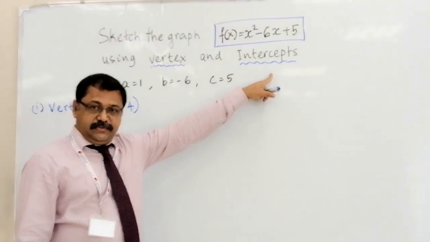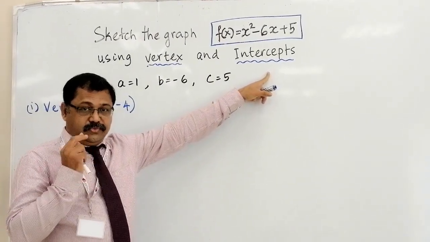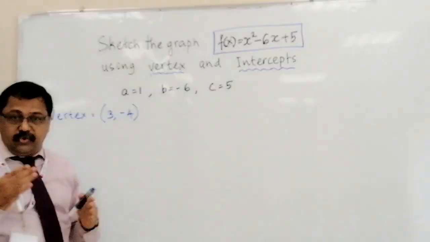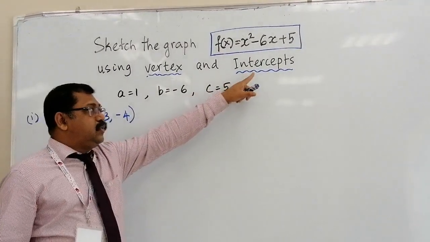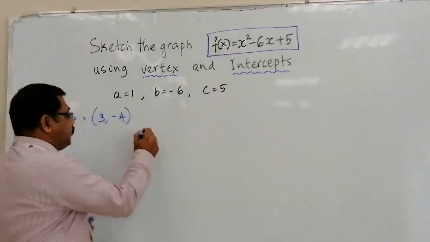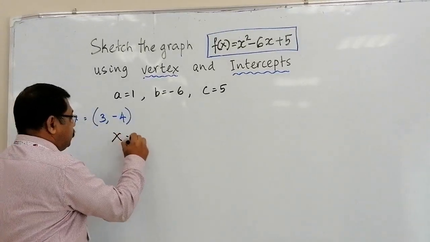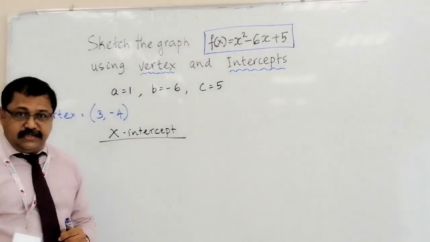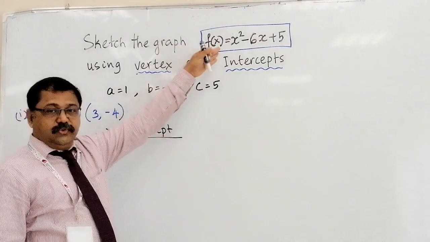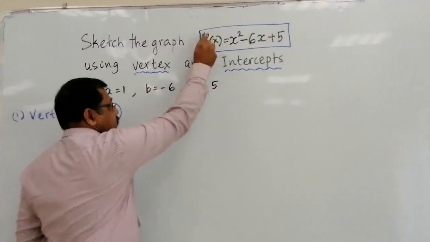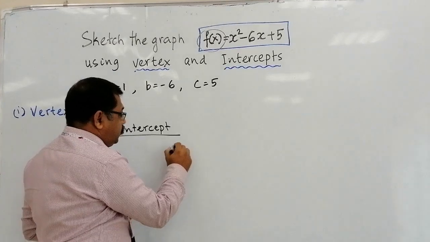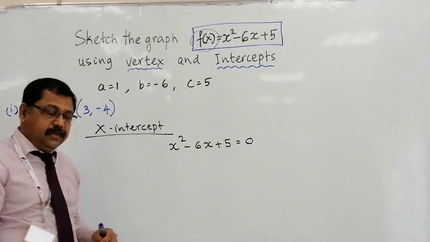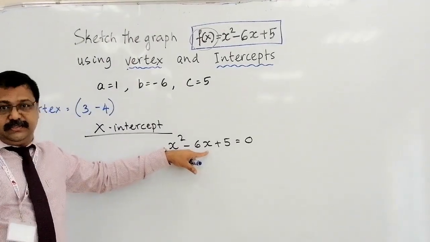Now we go for intercepts. We have the x-intercept and the y-intercept. Intercept means where the graph crosses the axis. So let's go for the x-intercept first. To find the x-intercept, the rule is to put y equal to 0. We know y means f(x). So x² − 6x + 5 is 0, and we need to find the values of x.